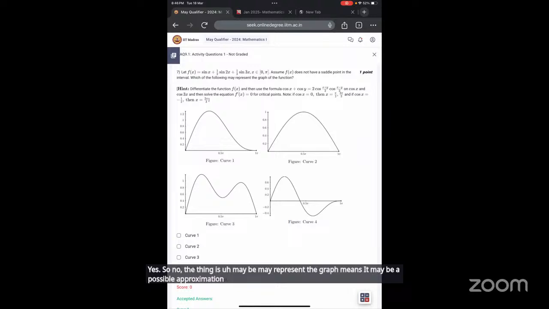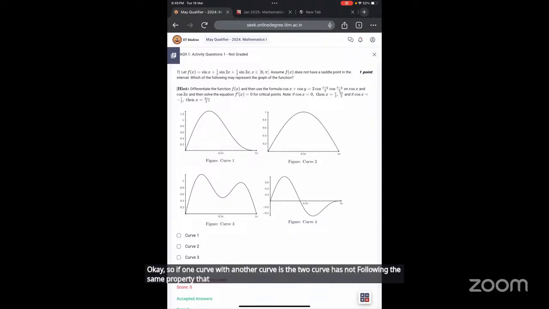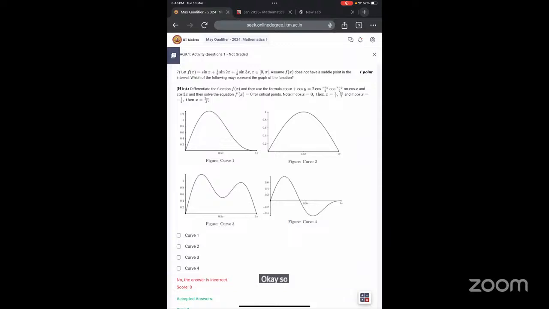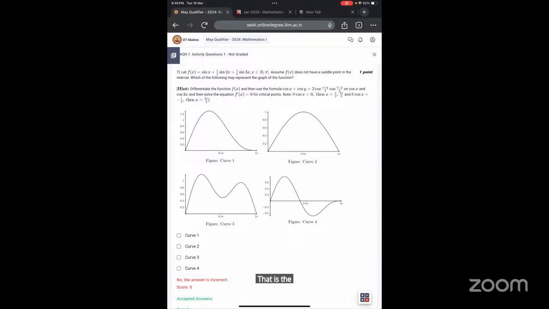So when we have a possible approximation of some graph, that means they will have the same properties. If one curve and another curve are not following the same properties, they cannot be a good approximation of each other. Because all the three curves are not satisfying the same property, these three curves cannot be a good approximation of that curve. That is the logic why we can discard them.